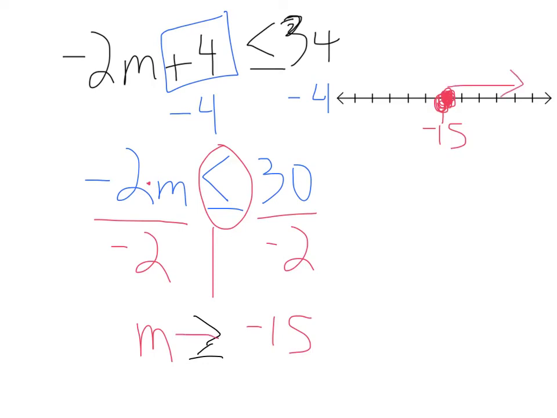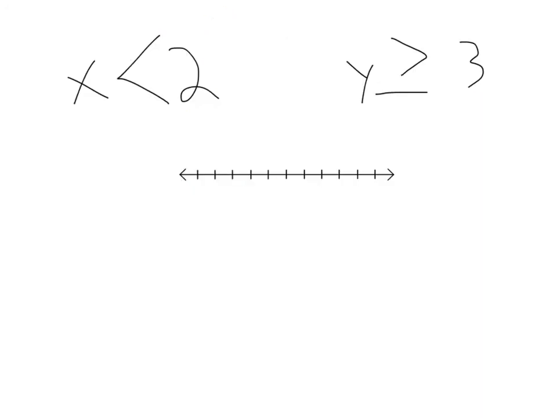So m is greater than or equal to negative 15. And think about that. Let's say it was negative 10. Is negative 10 greater than negative 15? Yeah. Is that also to the right on the number line? You should say yes.